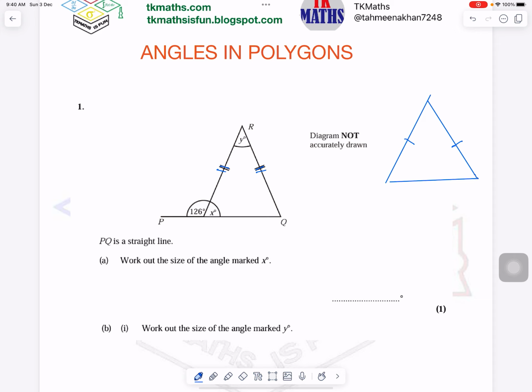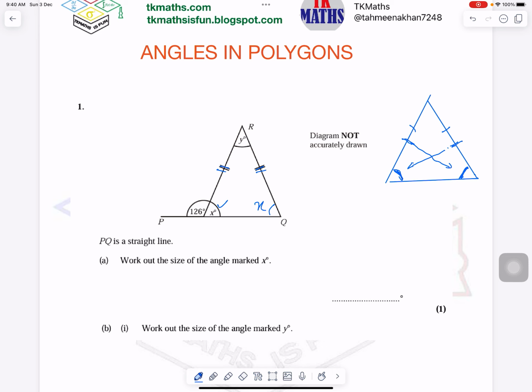And what is the other property of isosceles triangle? That the sides which are equal, the angles opposite to them. So which angle is opposite to it? This angle. Which angle is opposite to this side? This angle. It means these angles are also equal. This is the property of isosceles triangle, right? So if it is written here x, it means this is also x.